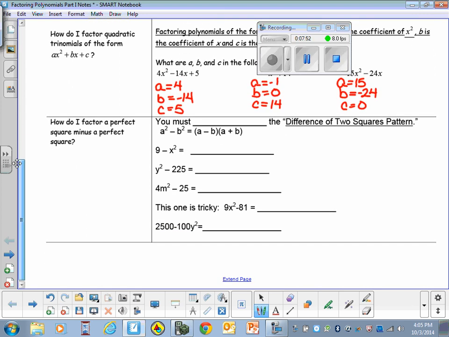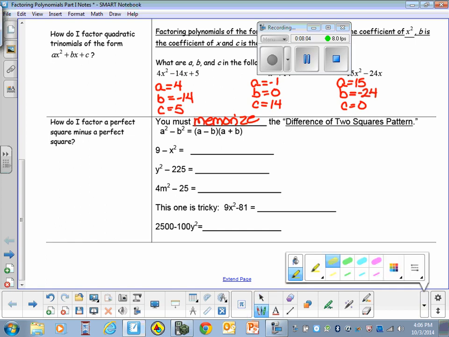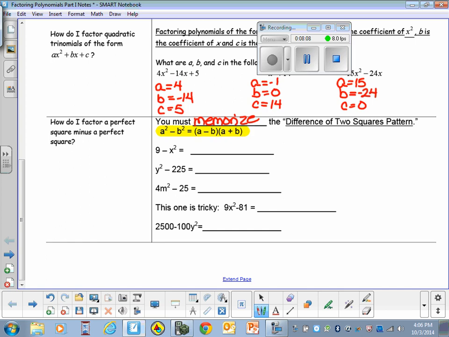Now there is one pattern that you really need to memorize. It's called the difference of 2 squares, and if you memorize it, it makes your life a lot easier. A squared minus b squared. So what we're going to do is set up 2 sets of parentheses. And I'm going to take the square root of a, the first number. The square root of 9 is 3. I'm going to take the square root of b, the second number. The square root of x squared is x. One has to be addition, one has to be subtraction, and I'm done. That's the pattern that you need to memorize.